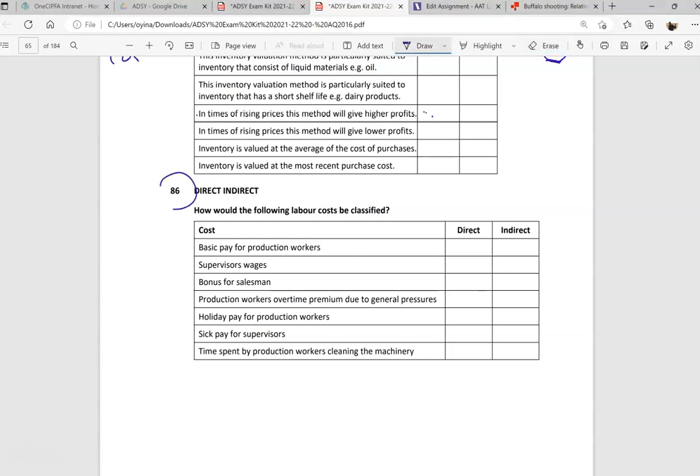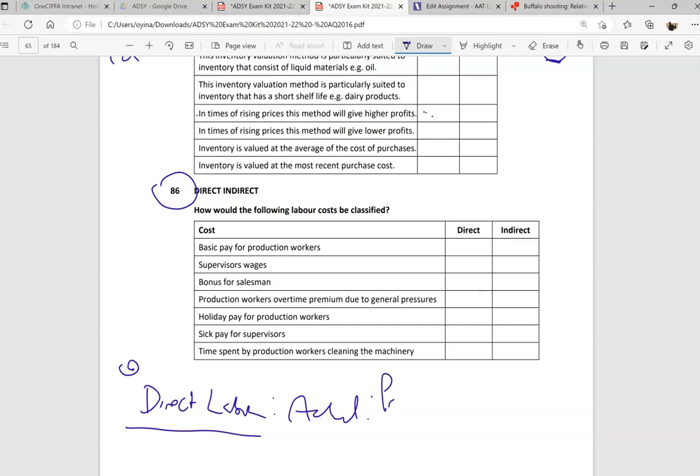Right. So, question 86. What we're really looking at here is quite a straightforward question, I think. Because fundamentally, when we talk about direct labor, it goes into a prime cost. It's a prime cost. And that's really the classification here, us just wanting to know the actual cost of making the product.